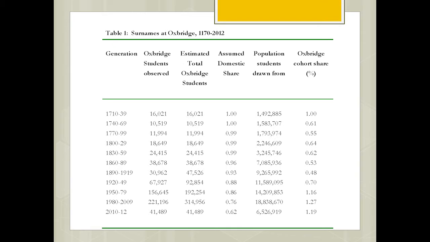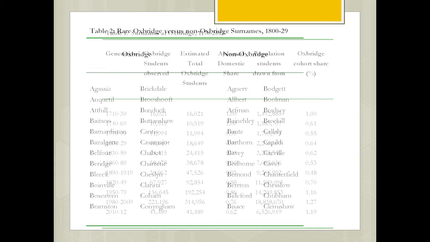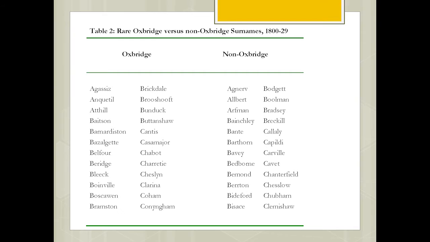And then, how do we find elite and non-elite surnames in 1800 to 29? We just go and take rare surnames. If there's someone with a rare surname who's at the university, a surname held by less than 500 people, that implies that it's relatively elite, on average. Right? Some of these are not going to be elite, but on average they have to be elite. Here's what these surnames look like.